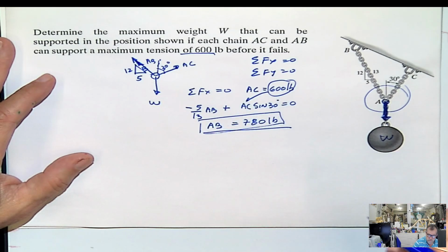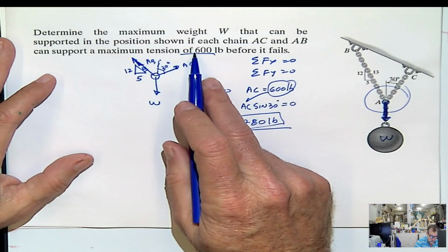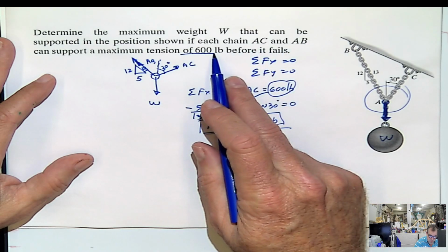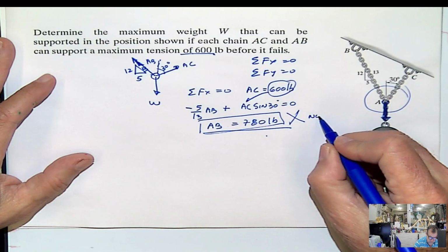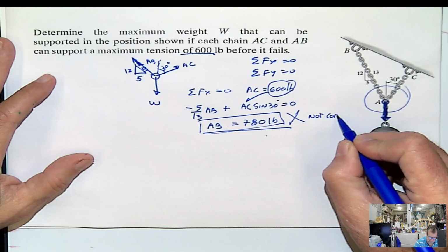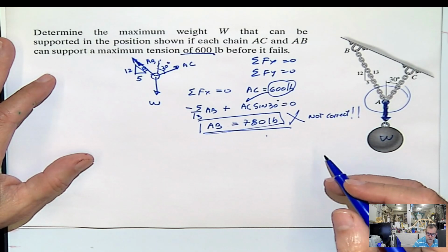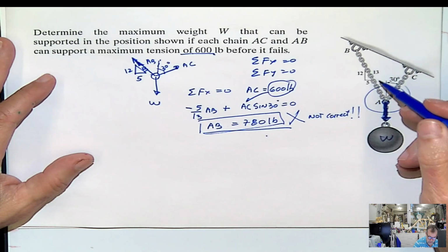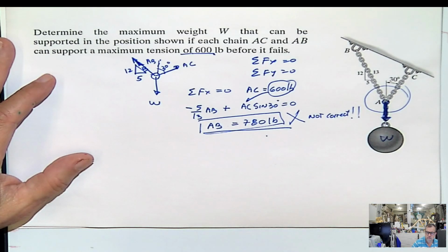which is impossible because we know that the maximum tension in the chains shouldn't be bigger than 600. That means that this result is not correct. The math is correct, but this tension AB will never be able to withstand that weight, and the whole system will collapse. That's what will happen right there.